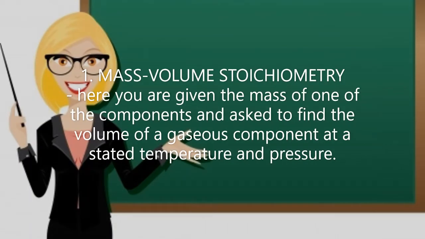So our gas stoichiometry has two types. First is mass-volume stoichiometry. When we say mass-volume stoichiometry, you are given the mass of one of the components and asked to find the volume of a gaseous component at a stated temperature and pressure, or at standard temperature and pressure, what we know as STP.